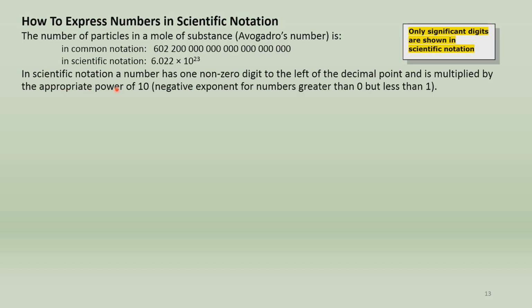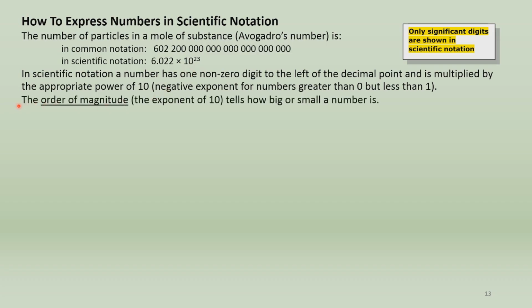So in scientific notation, a number has 1 non-zero digit to the left of the decimal and is multiplied by the appropriate power of 10. Now if the original number was greater than 1, then the power of 10 will be positive. If, however, the original number was between 0 and 1, then the power of 10 will have a negative exponent.